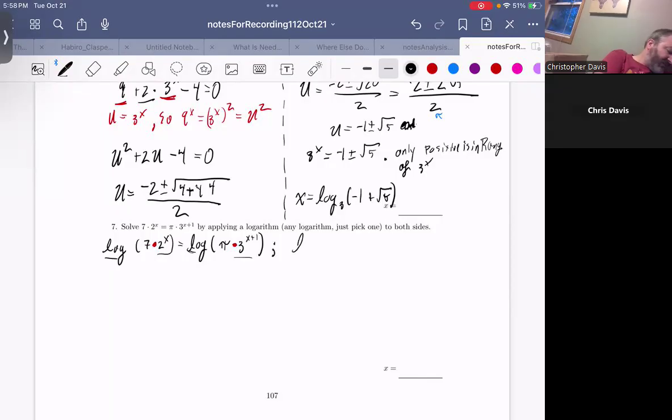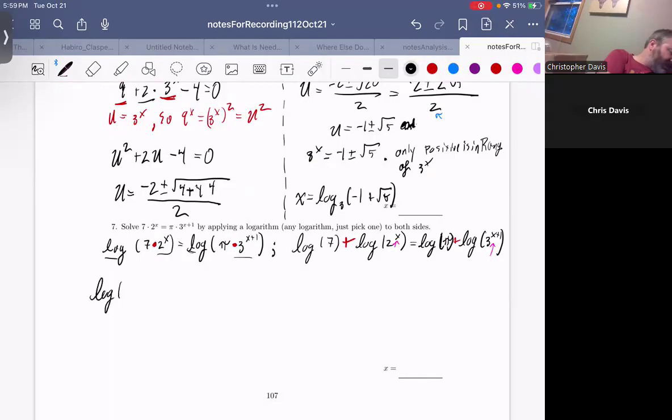I see log of 7 plus log of 2 to the x. Ooh, that looks pretty nice. Equals log of pi plus, well, let's close that parentheses, log of 3 to the x plus 1. Nice. Ooh, well, that's just a number and an exponent. That's a number and an exponent. Logs know what to do with those.